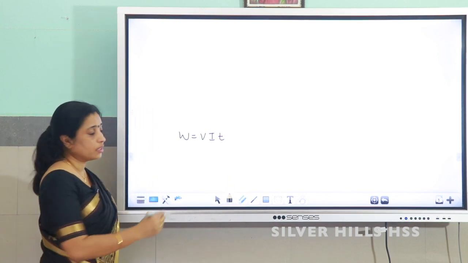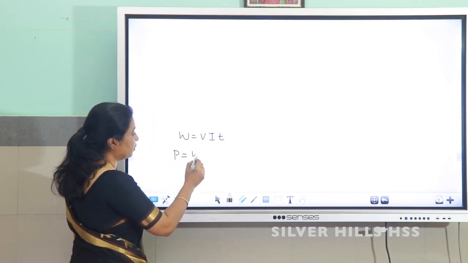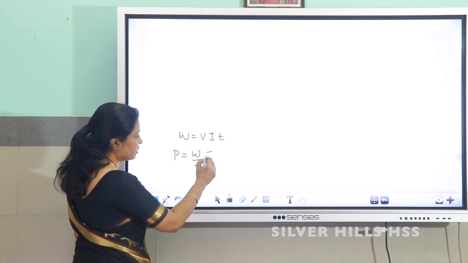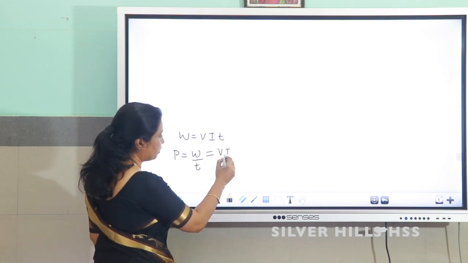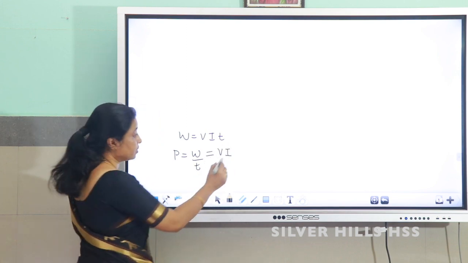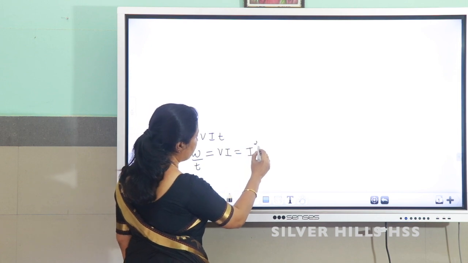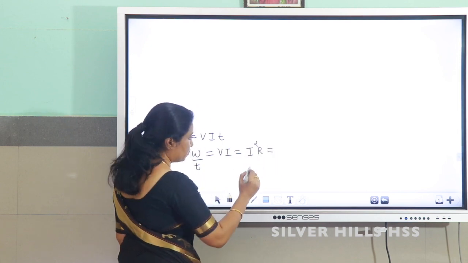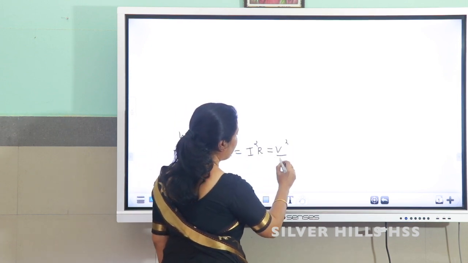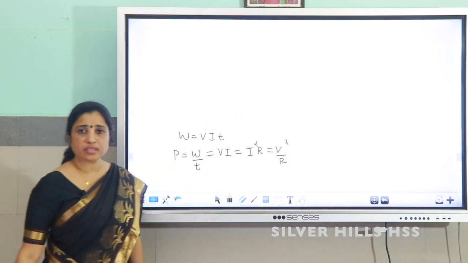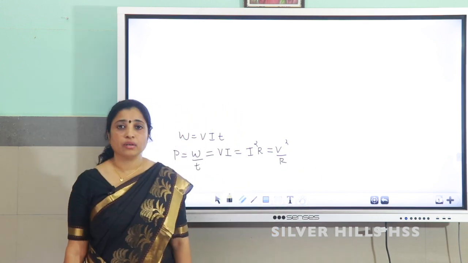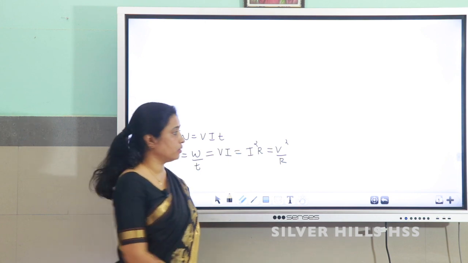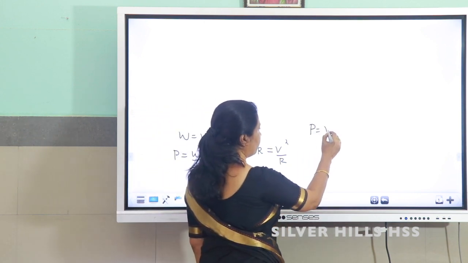We know that power P is equal to W by T. Therefore, this equation can be written as power is equal to VI, which is equal to I square R, which is equal to V square by R. These are the equations for electric power, or you can say electric power P is equal to VI.